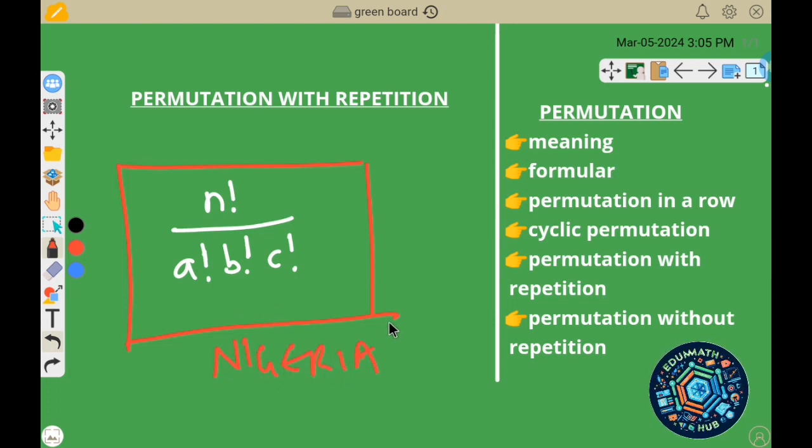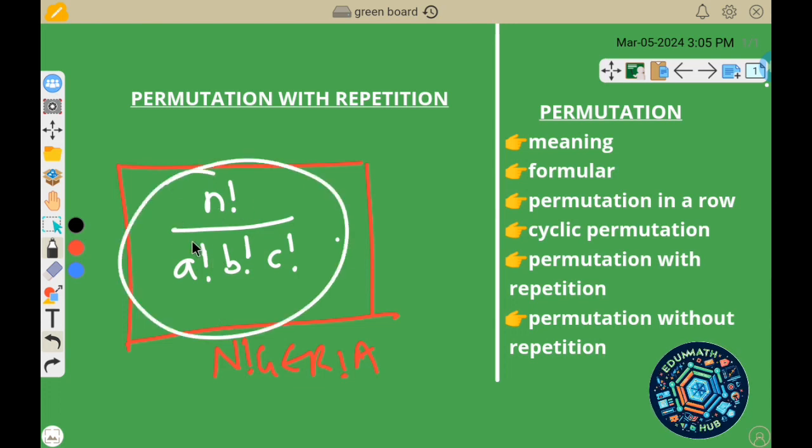Nigeria has some repetitions. You can see that I is appearing twice. You have to take note of that. The way to permutate an object like this is very, very different from the way you permutate another object that does not involve repetition. So if a permutation involves repetition, the formula to use is n factorial divided by a factorial, b factorial, c factorial, where a, b, c are the repetitions that you have in that particular word.